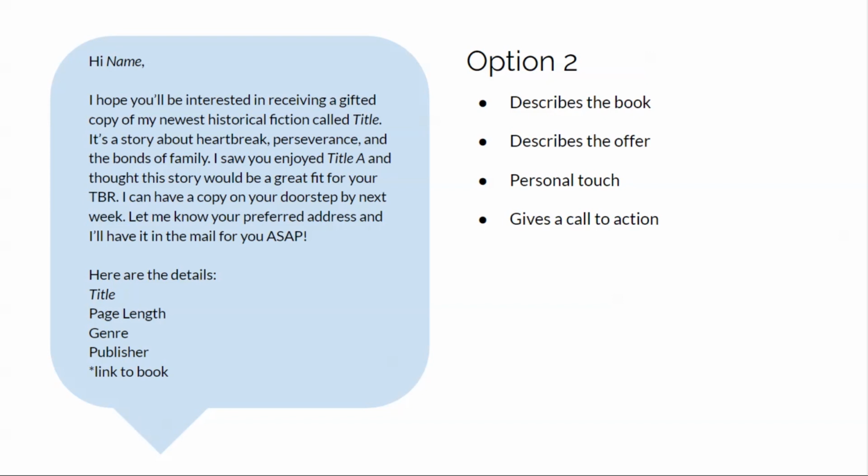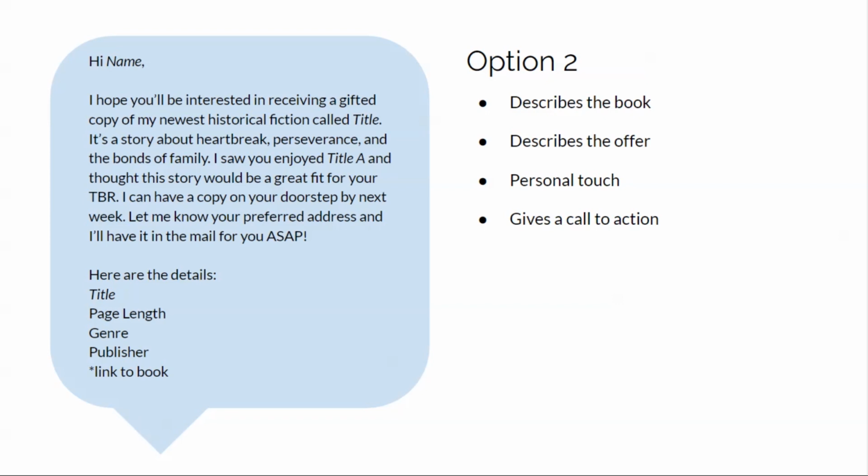They're thinking, yeah, this sounds great. Clearly, this person knows me. If they know I've read Title A, they must have looked at my feed. They must have looked at my work. And all they have to do is send a few lines of text with their address, and that's it. They know that you're going to have it in the mail for them. You've made it as easy as you can.